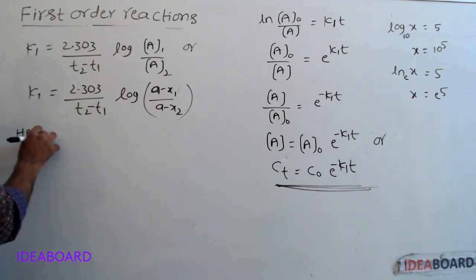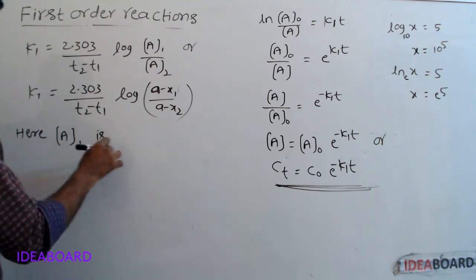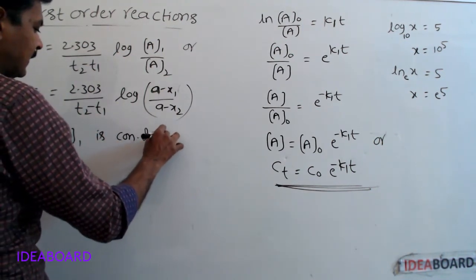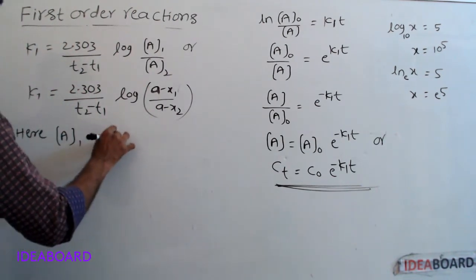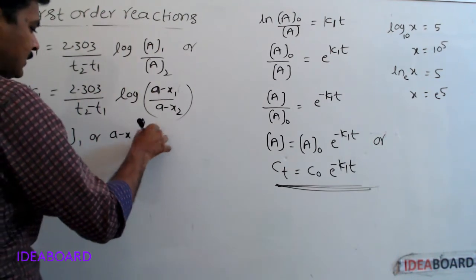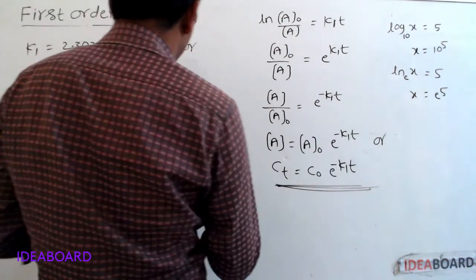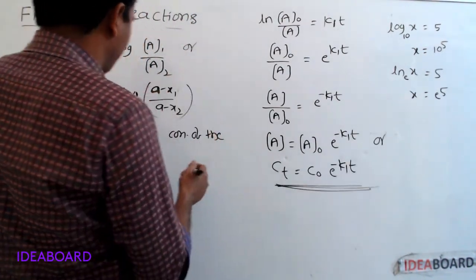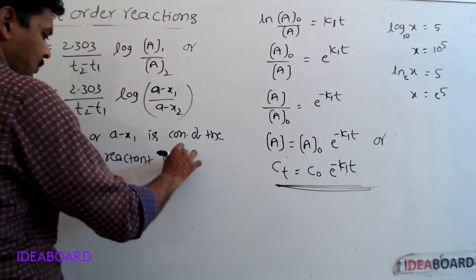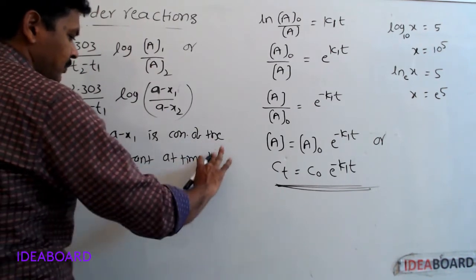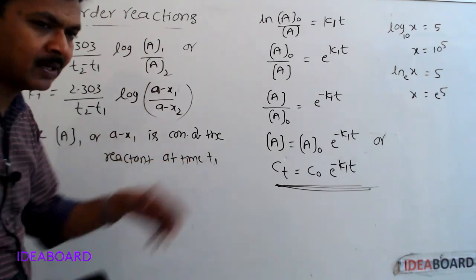Here A1 or A minus x1 is the concentration of the reactant at time T1.